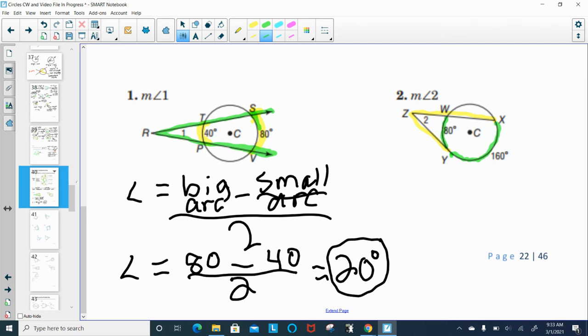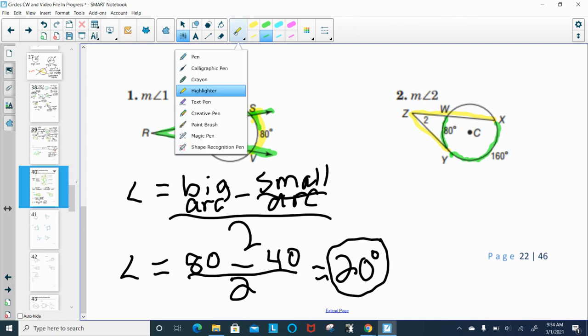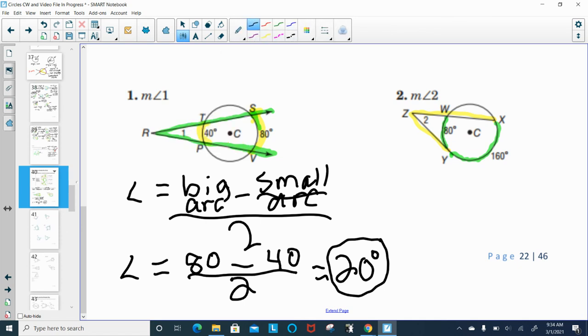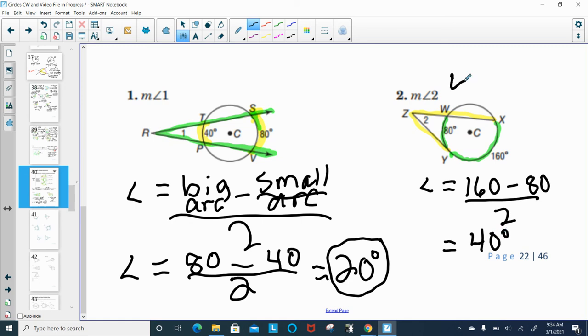because angle 2 is formed from a secant, and the secant is this top line from Z to W to X, and a tangent, Z to Y. So it just looks a little bit different, but the formula still applies here. I'm running out of room, so I'm not going to write my formula, but you can see that I have a big arc, which is 160, and I have a small arc, which is 80, over 2. So I'll have 160 minus 80, which is 80. And when I divide 80 by 2, I get 40 degrees.